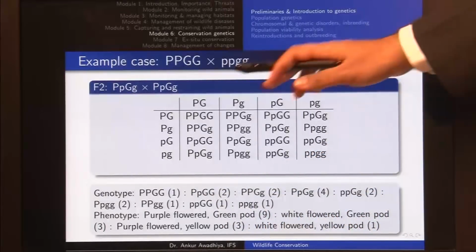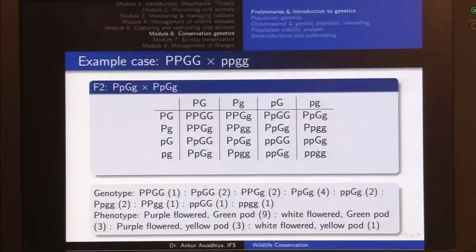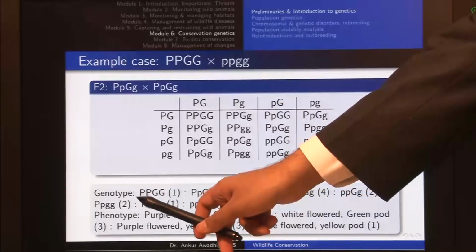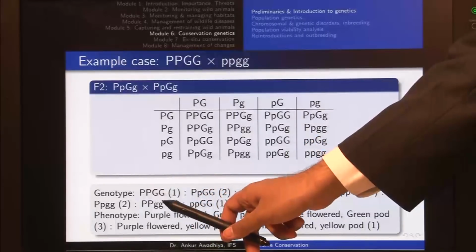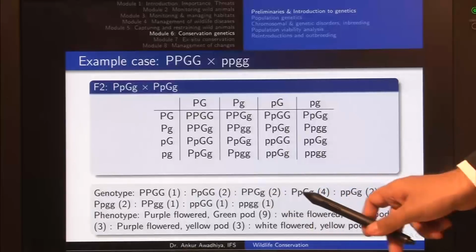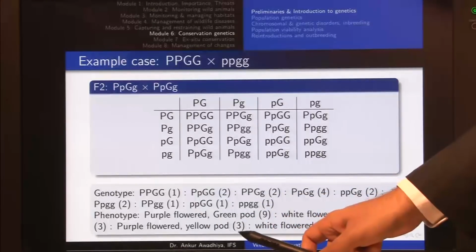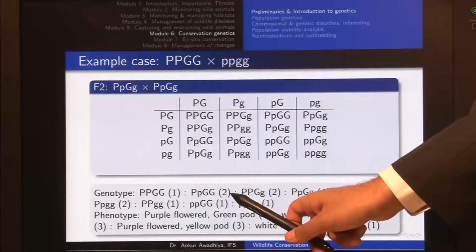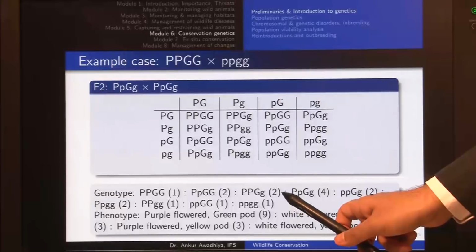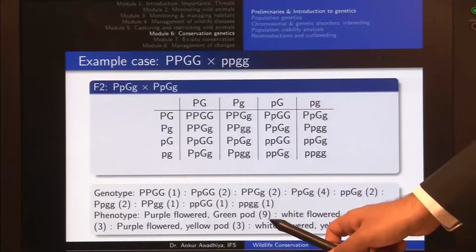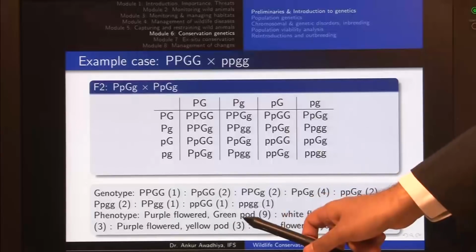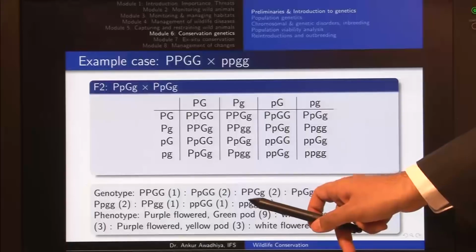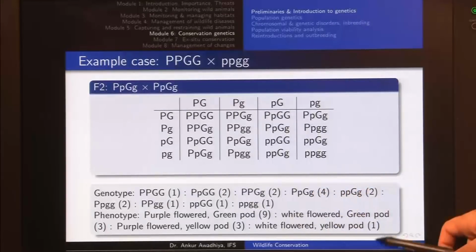1:2:2:4:2:2:1:1 if we add up all of these, and the phenotype will be given by all of these individuals will show the phenotype of capital P and capital G. This one, this one, this one, this one. So we will have four of these. So 1 plus 2 is 3, 3 plus 2 is 5, 5 plus 4 is 9. So we have 9 individuals that have purple flowers and green pods. Then the ones with white flowers and yellow pods is only 1.